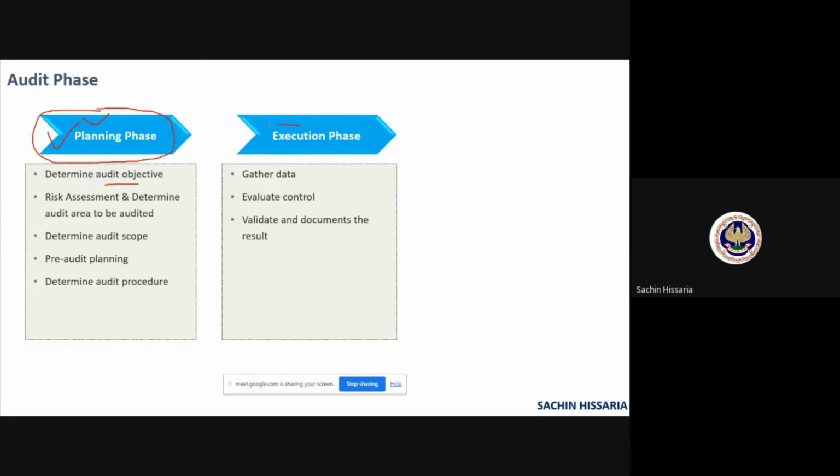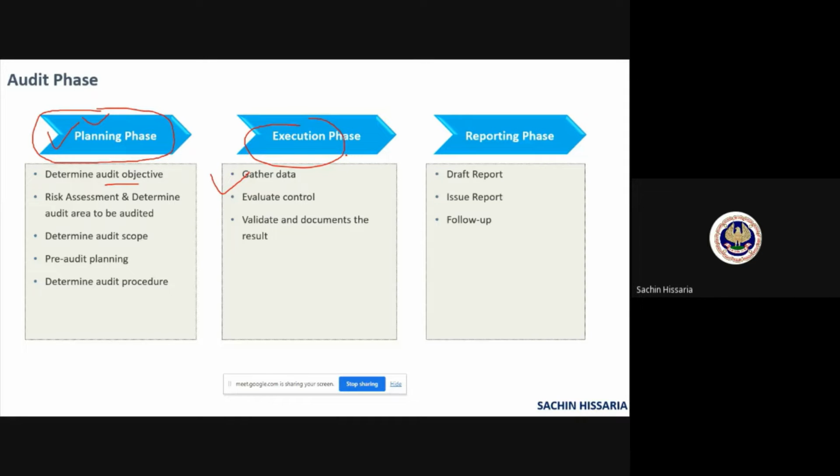Then I will get involved in the execution phase. Now in the execution phase, as an auditor, you will gather some data. For example, if you need to do a SOX compliance audit, definitely you will require some data from the auditee. So you will ask for that data, you will evaluate that data, you will analyze the controls, you will analyze the documents, then you will come up with your observations, your findings.